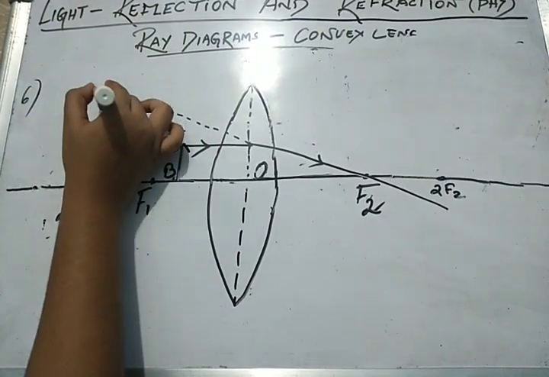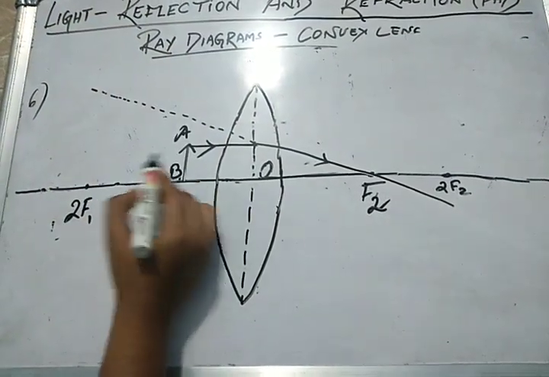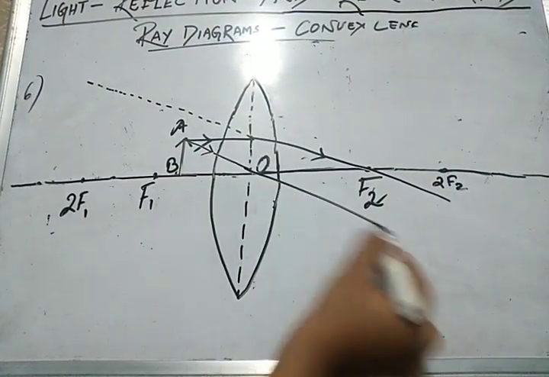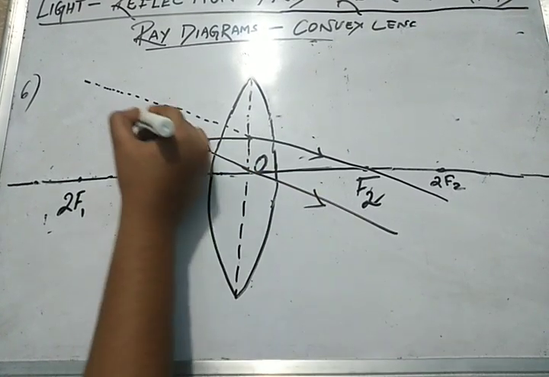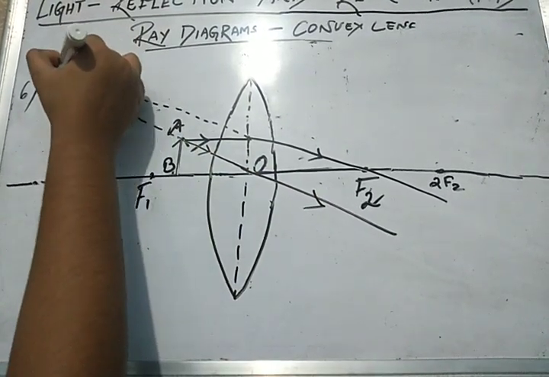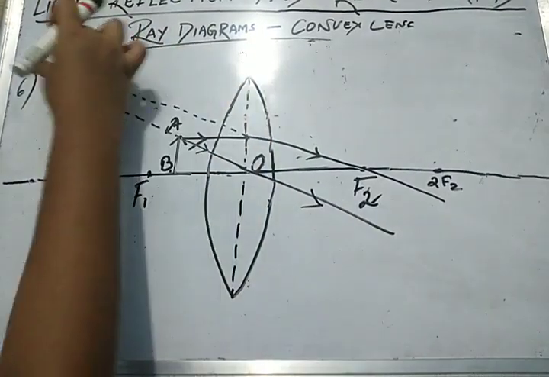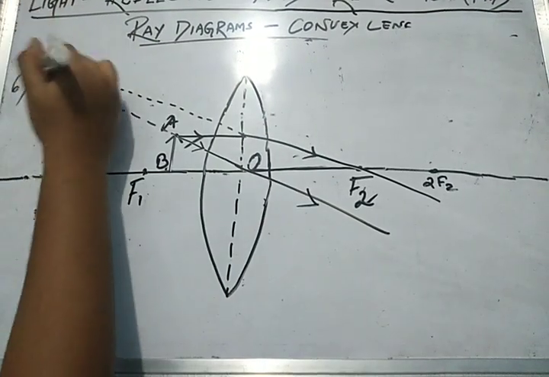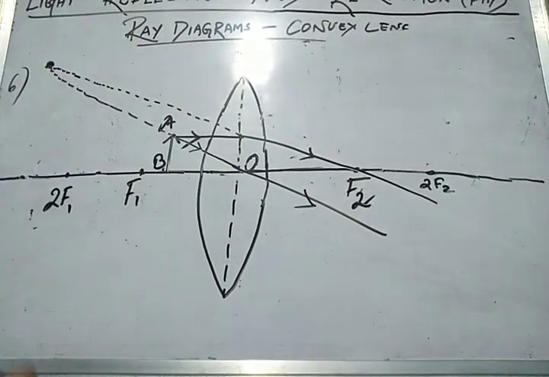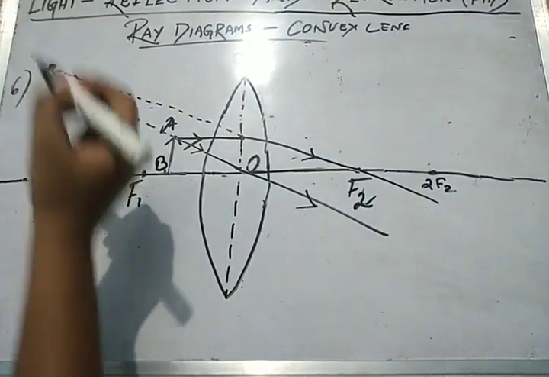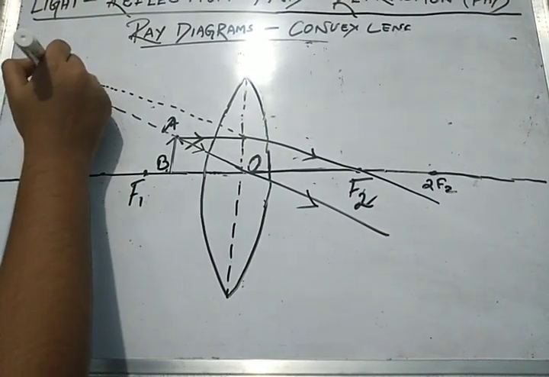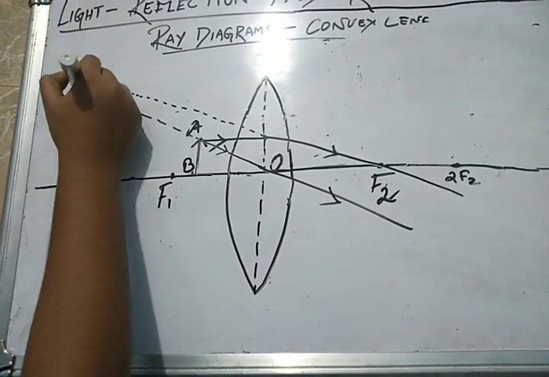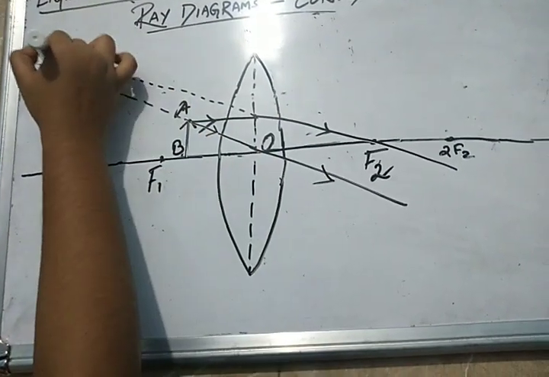The incident ray goes like this and passes through F2, the refracted ray, but comes actually from somewhere at this point. Another incident ray goes through this optical center, passes without any deviation, and comes actually from this point. Both these rays actually come from this point, so they meet at this point. You can see it clearly. That means my image is found over here. This is my image A and this is B.